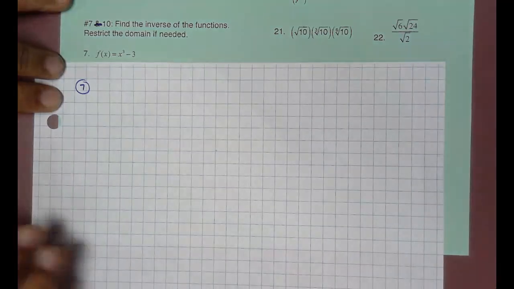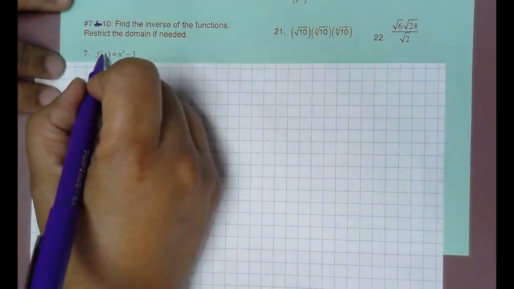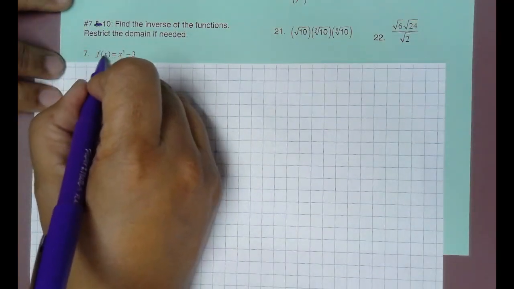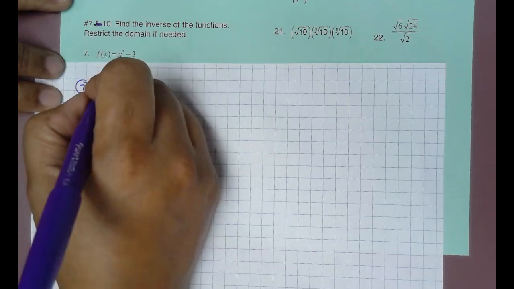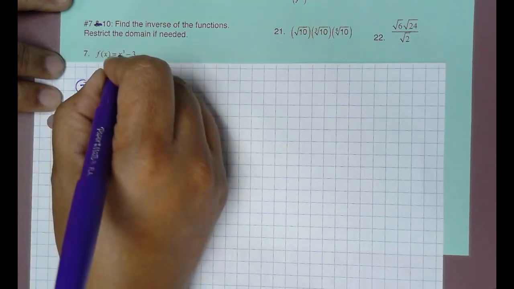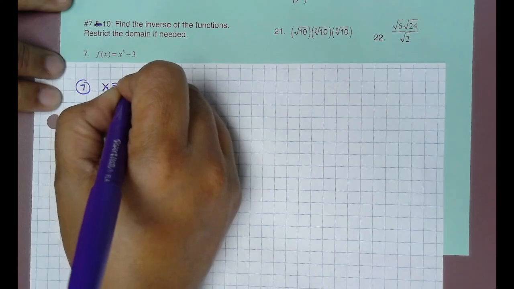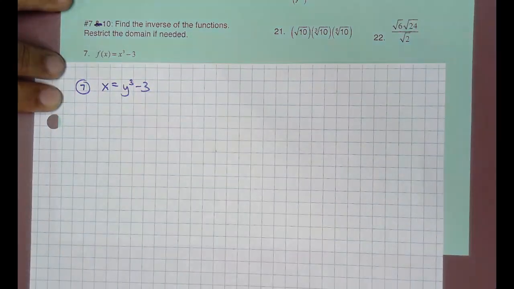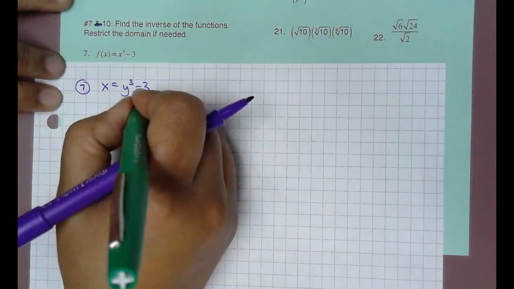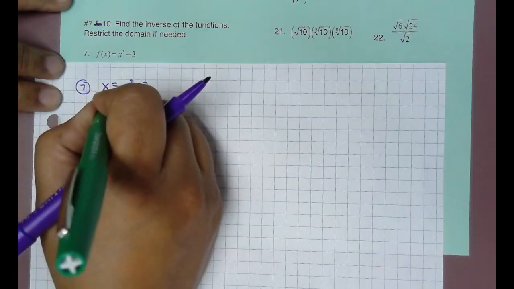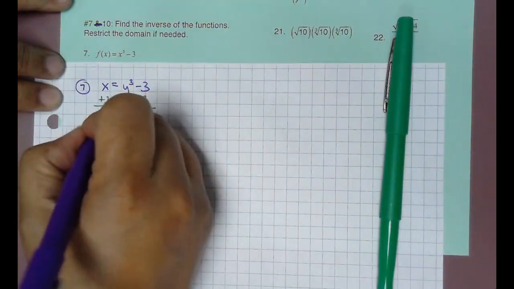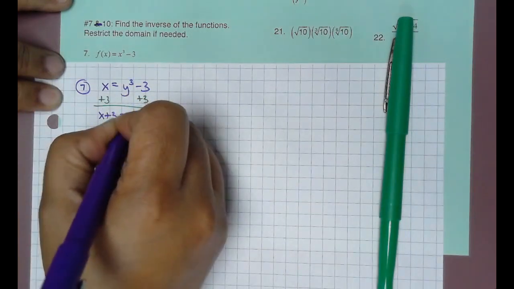The first step in finding the inverse is to switch x and y. So right now this is f of x, but that technically is my y. So I'm going to change that to be an x. I'm going to change this x to be the y. And now I still have to solve for y. So your first step is to add 3 to the other side. So you have x plus 3 equals y cubed.